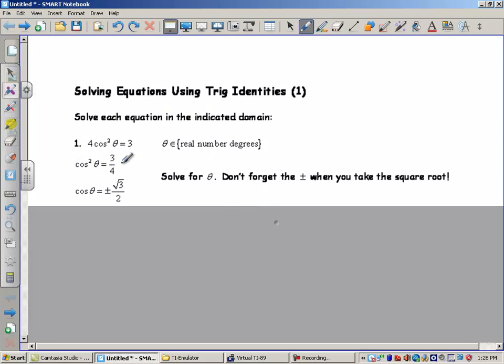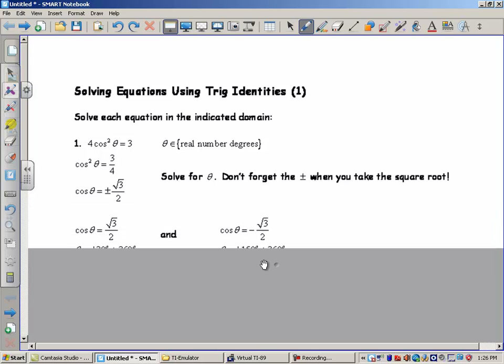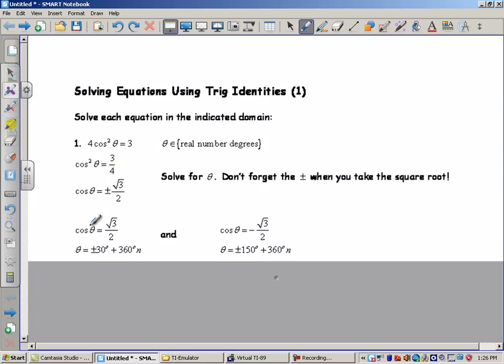When you take the square root, you want to go ahead and put a plus and minus in front of that number. Now the square root of 3 is just the square root of 3, and the square root of 4 is 2. You can take the square root of the top and the square root of the bottom. So that's what's happened there. Then you have to figure out these angles where this is true. This is true at plus and minus 30 degrees and plus and minus 150 degrees plus 360n. When you have it like this in degrees, you have to find the general solutions.